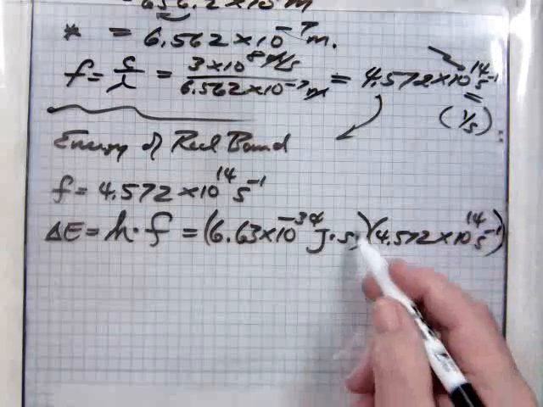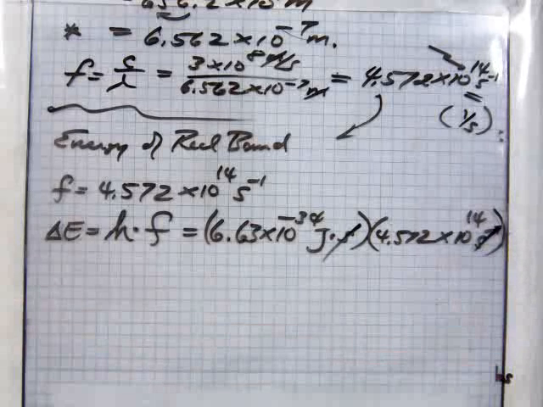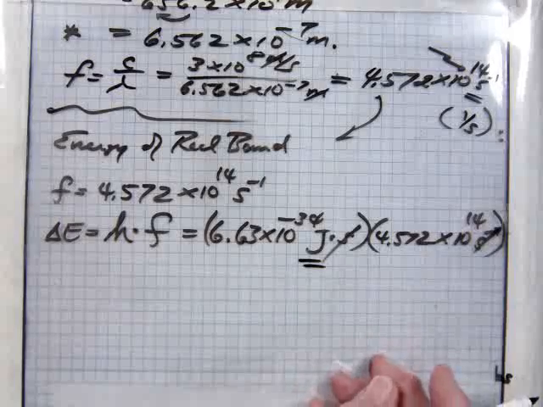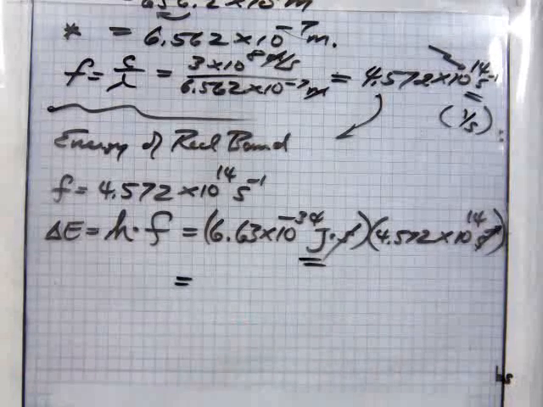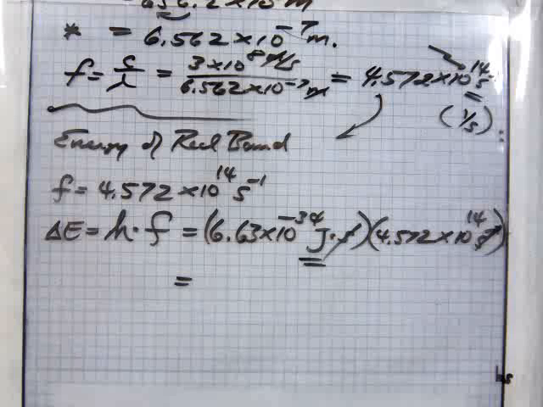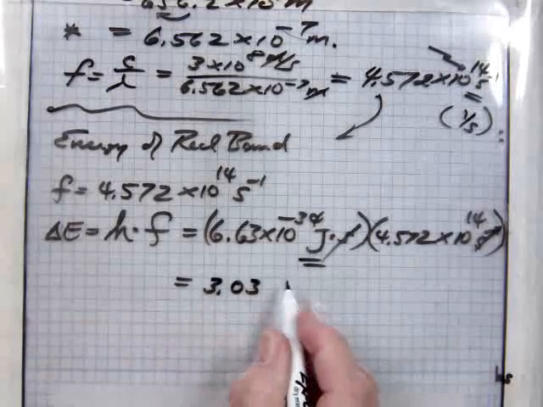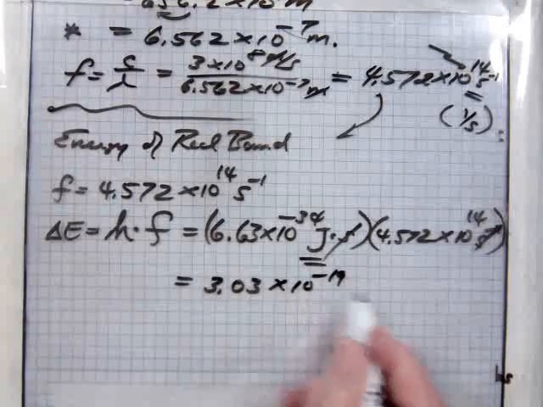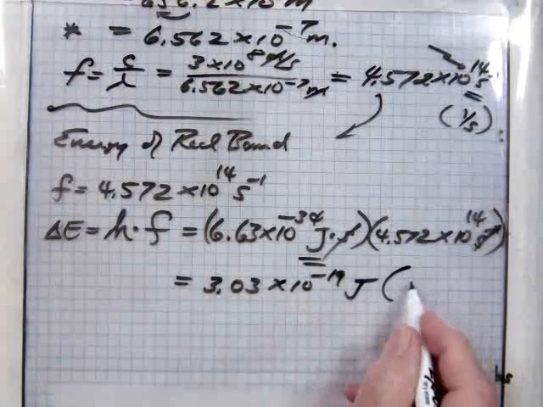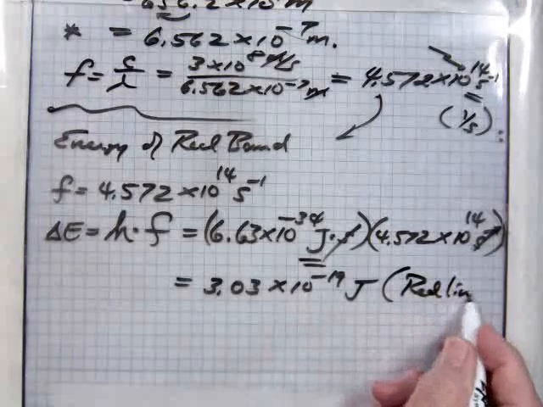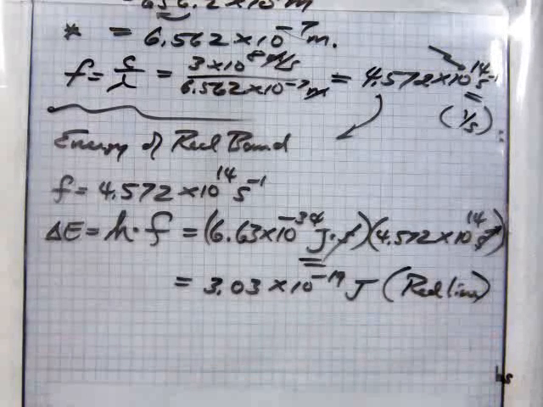Well, the seconds to the minus 1 will cancel with the seconds in Planck's constant. Like that, you're left only with joules. So our problem reduces to just multiplying those two numbers together. And we get 3.03 times 10 to the minus 19th joules, the energy of the red line. Okay.